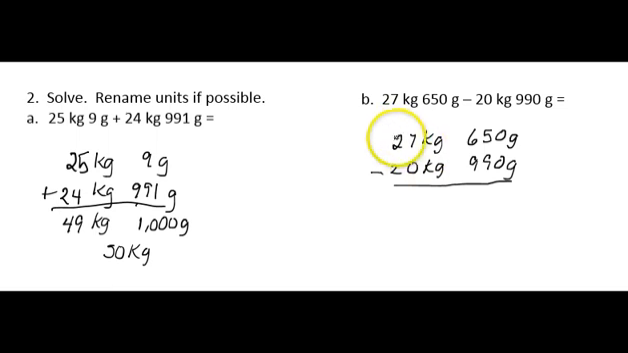So I will decompose the 27 kilograms into 26 kilograms. I'll take the 1 kilogram away and decompose it into 1,000 grams. So now I have 1,650 grams minus 990 grams. So I can subtract here. And then 26 kilograms minus 20 kilograms would leave me with 6 kilograms for a total of 6 kilograms and 660 grams.